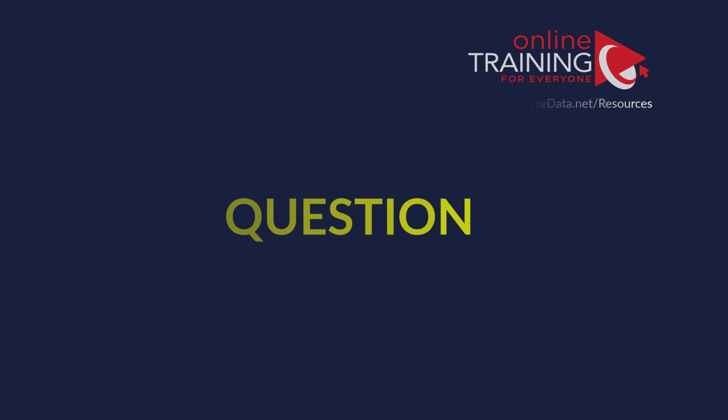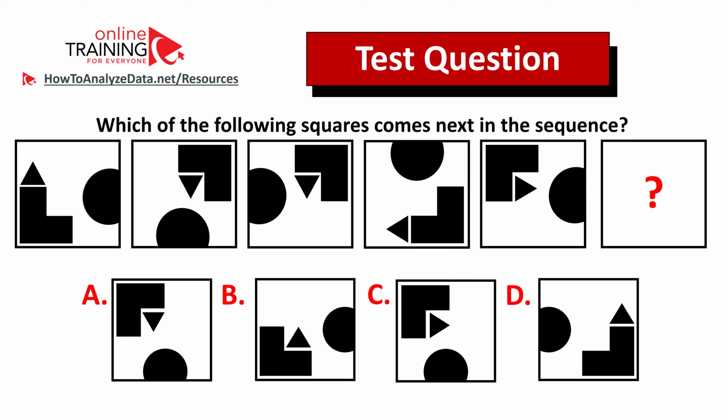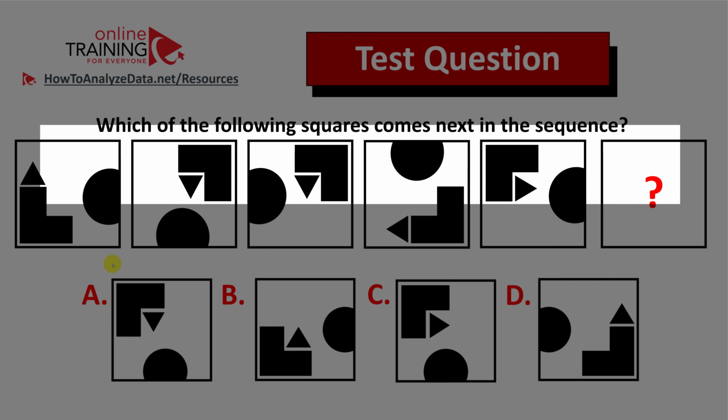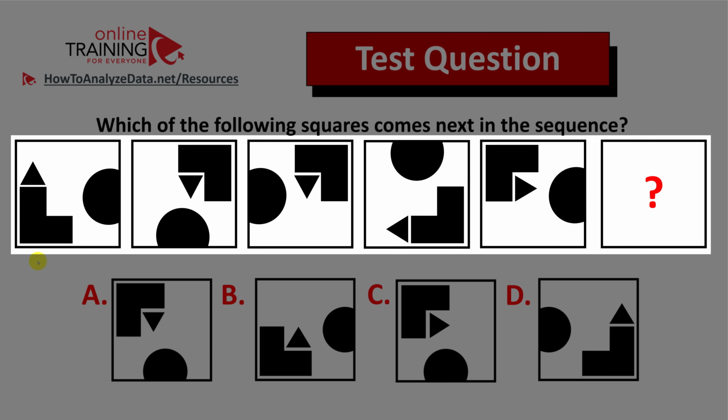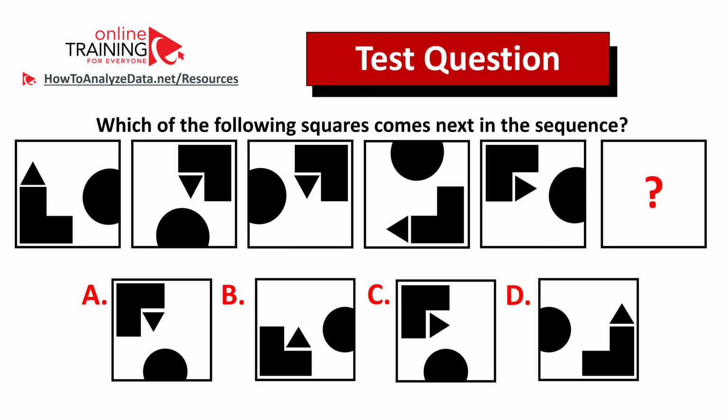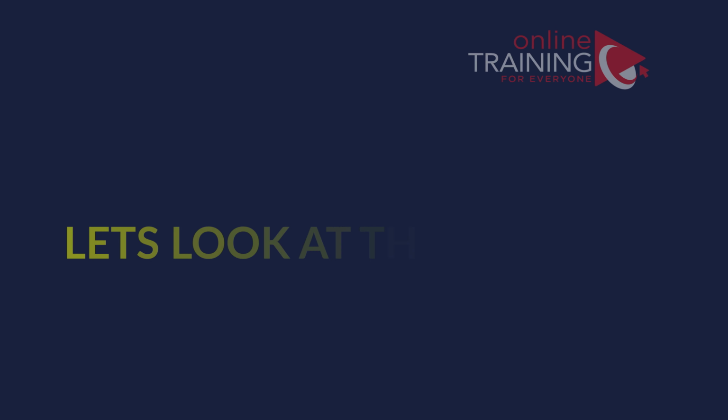Let me share with you a tricky question which tests your pattern recognition as well as analytical skills. Which of the following squares comes next in the sequence? You're presented with a sequence of 5 squares, and the 5th square is missing. You have 4 different choices to choose from: A, B, C, and D. Do you recognize the pattern in this question? Do you think you know the answer? Give yourself 10 to 15 seconds to look closely and see if you can recognize which shape should be selected out of the 4 choices presented.